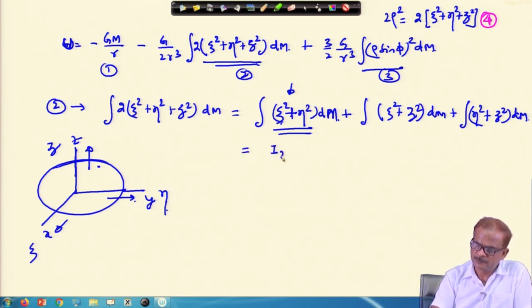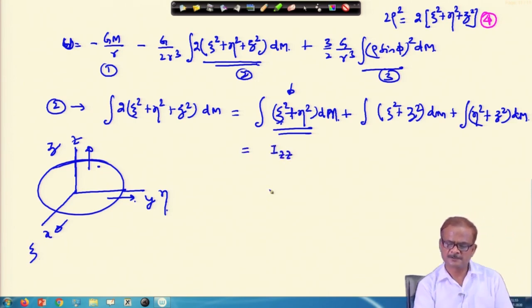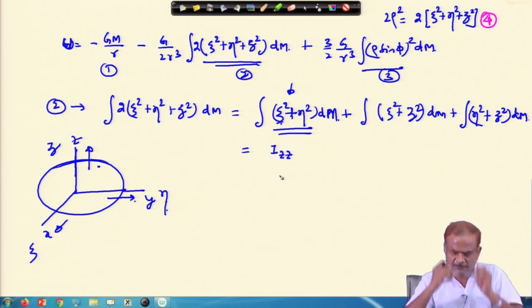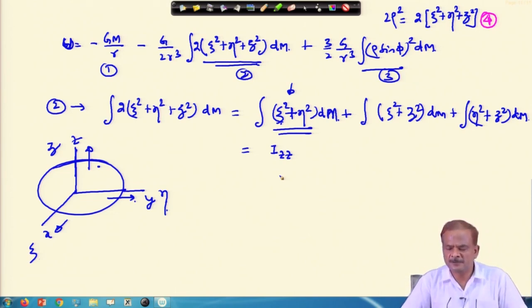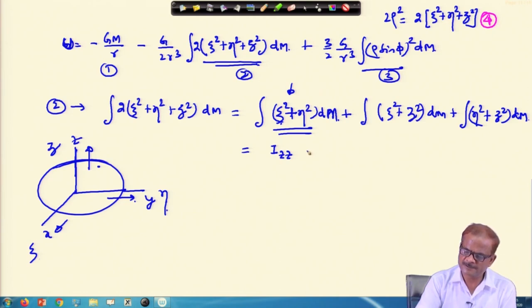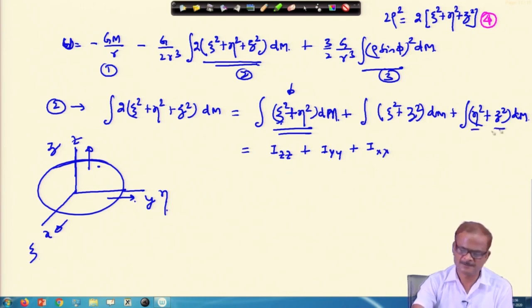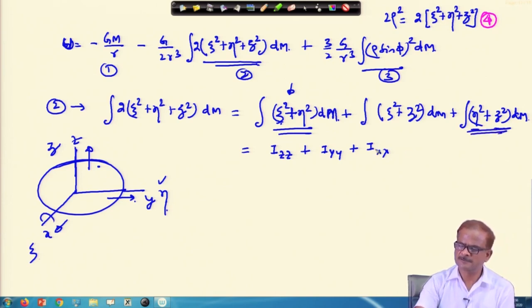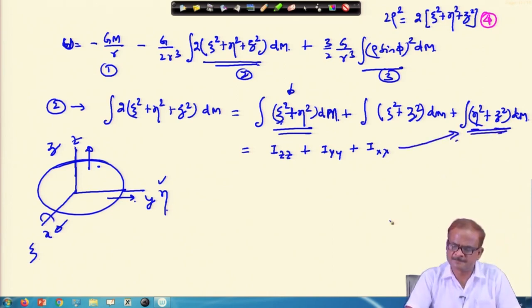You can refer to the book by Beer Johnston Mechanics or Irving Shames, or look into the lecture on satellite attitude dynamics and control given by me. In that lecture you will find all these details. So, this quantity is I z z plus I y y plus I x x. The same way with eta and zeta, this is the moment of inertia about the x axis.